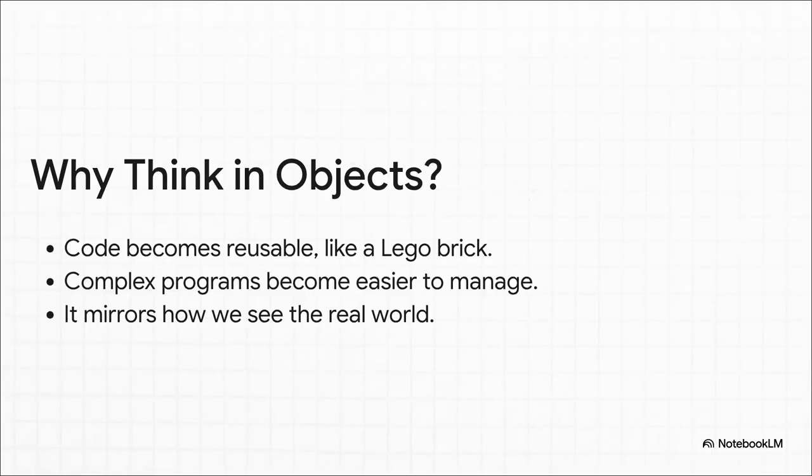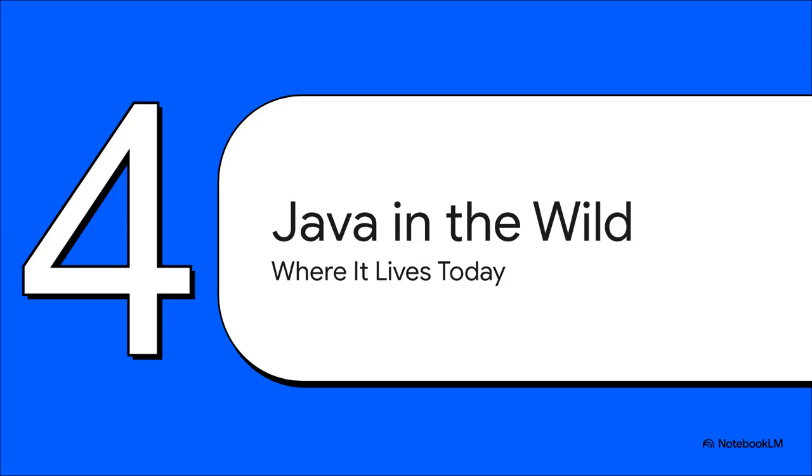And why is this so great? Well, for one, your code becomes super reusable. That car blueprint is like a Lego brick you can use over and over again. It also makes huge, complicated programs way easier to manage. It just makes sense because it lets us organize our code in a way that matches how we already think about the world.